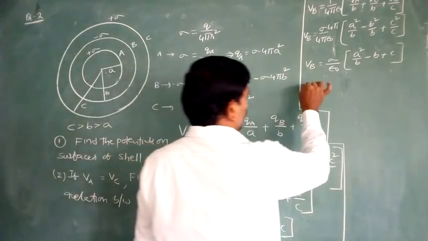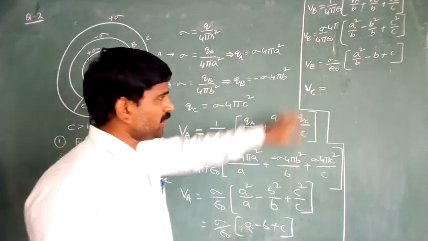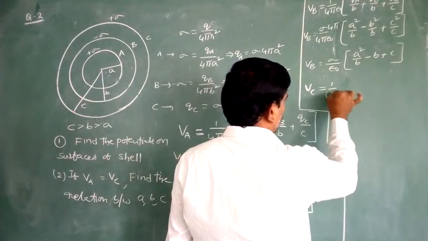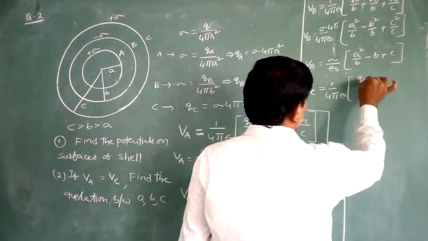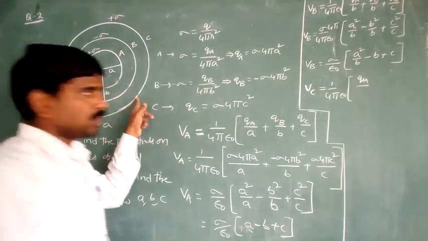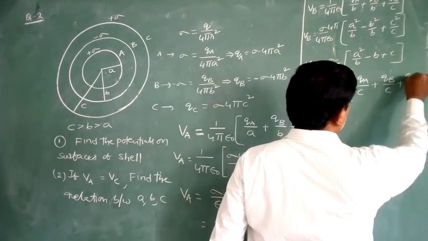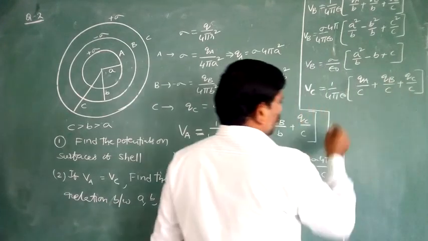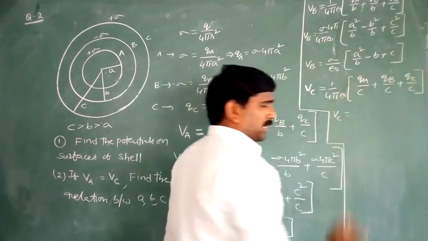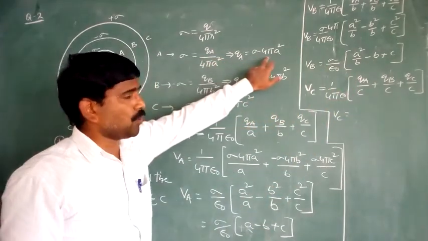Next one is the potential on the surface of the third shell, Vc, which is equal to 1 by 4 pi epsilon naught into, same thing. Right now that C is outer to the first shell, at the same time outer to the second shell. So QA by C plus QB by C plus QC by also C. So same thing, substitute the QA, QB, QC values. Sigma into 4 pi is the common.